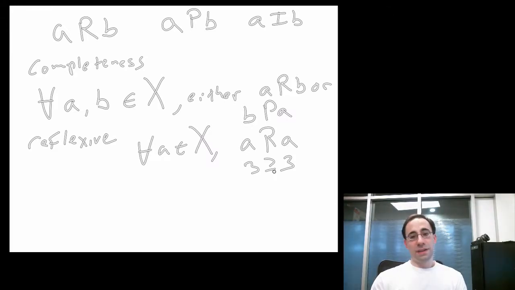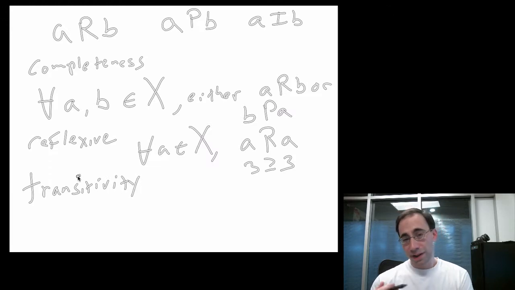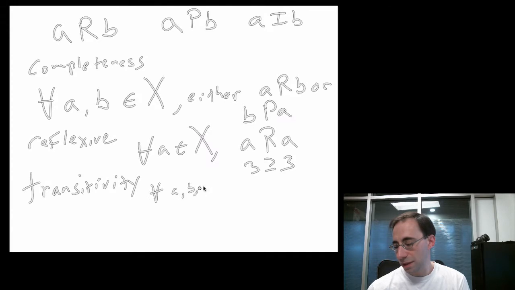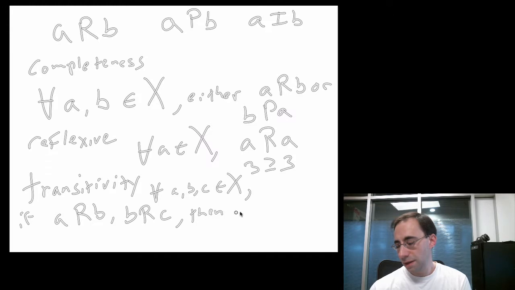The third property that's so popular that it's entered the general lexicon of things that get thrown around in pop culture is transitivity. You might hear "by the transitive property." Transitivity means for all elements A, B, and C in X, if A is at least as good as B and B is at least as good as C, then A is at least as good as C.